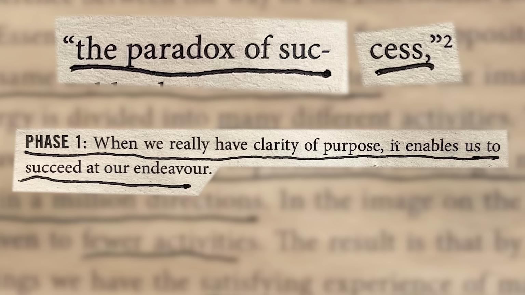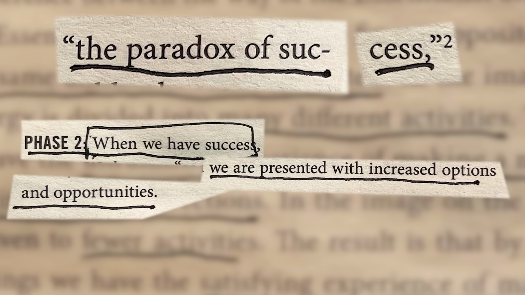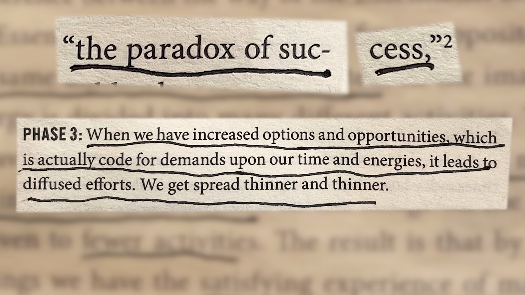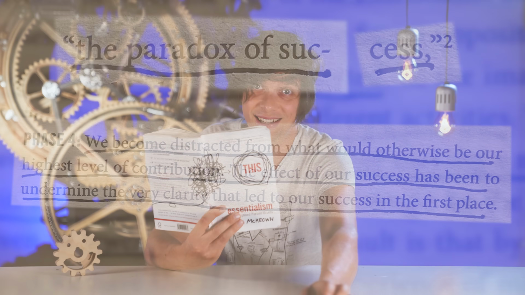Phase 1. When we really have clarity of purpose, it enables us to succeed at our endeavor. Phase 2. When we have success, we are presented with increased options and opportunities. Phase 3. When we have increased options and opportunities, which is actually code for demands upon our time and energies, it leads to diffused efforts. We get spread thinner and thinner. Phase 4. We become distracted from what would otherwise be our highest level of contribution. The effect of our success has been to undermine the clarity that led to our success in the first place.